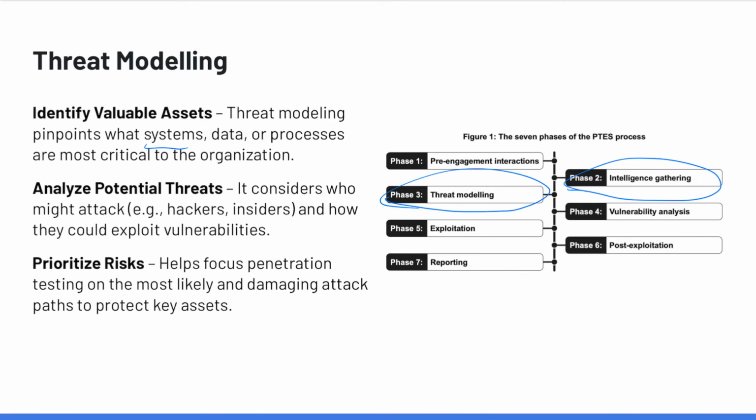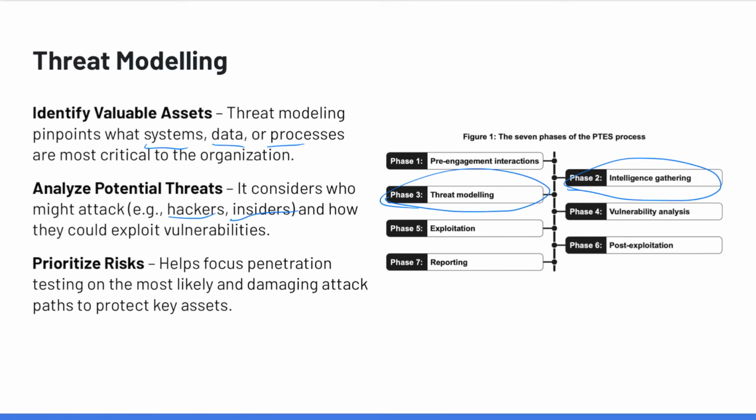So we're pinpointing what systems, data, or processes are most critical to the organization, because these are the ones we're going to need to assess for their vulnerability to attack. We're also going to consider who might attack. So we're taking our most valuable assets and considering who might attack these particular assets. This could be hackers, disgruntled employees, or any number of people depending on the type of organization that we're performing penetration testing on.